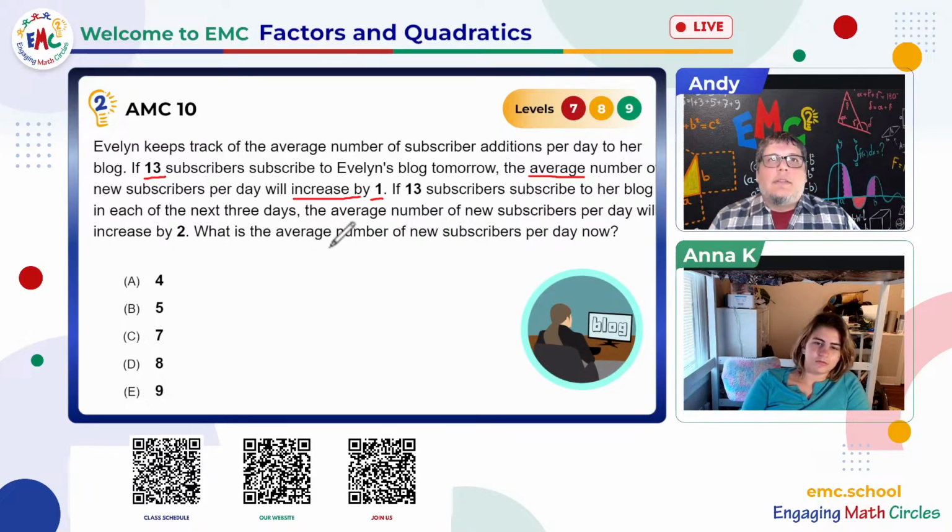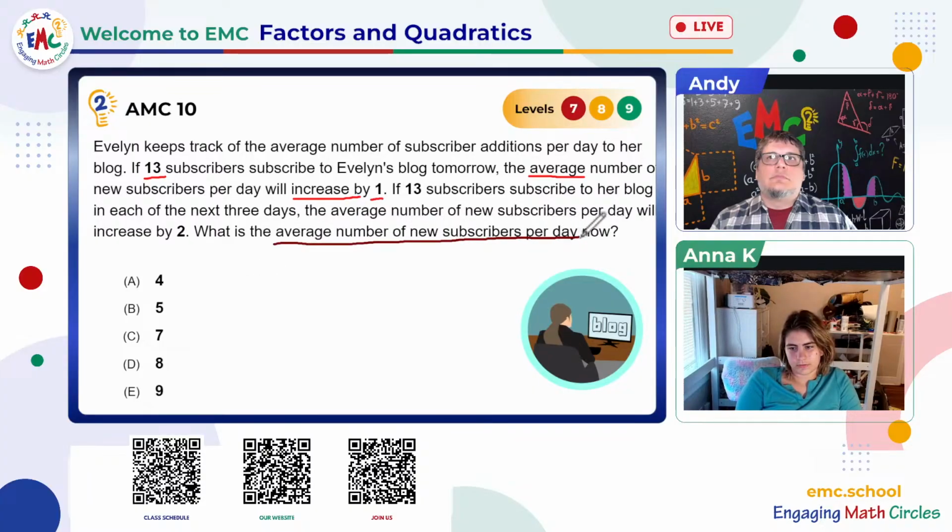I don't know. Let's set up a formula. Okay, what do I want to know? The current average. Let's call that n for now. So what else do I need to know but don't know? What else can I set up as a variable?